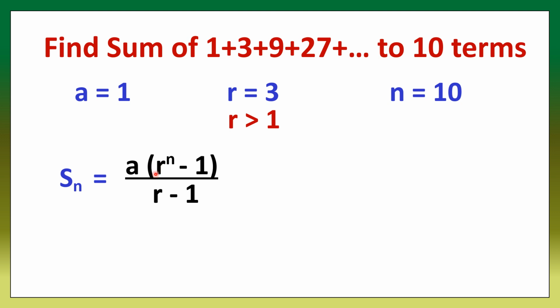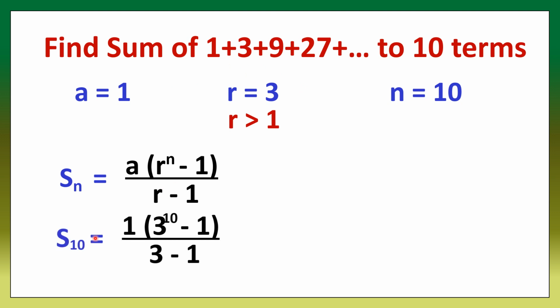And then applying these values in the formula, S10 is equal to 1 into 3 raised to 10 minus 1 divided by 3 minus 1. And the answer is 59,049 minus 1 divided by 2. And the final answer, or the sum of this series, is 29,524.